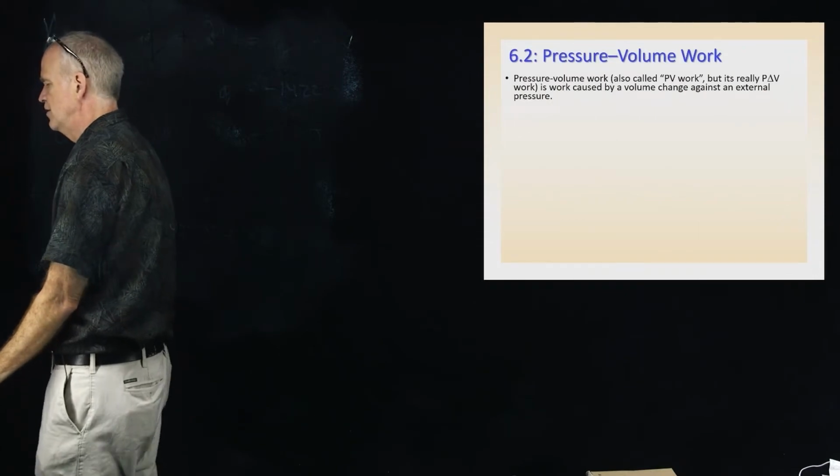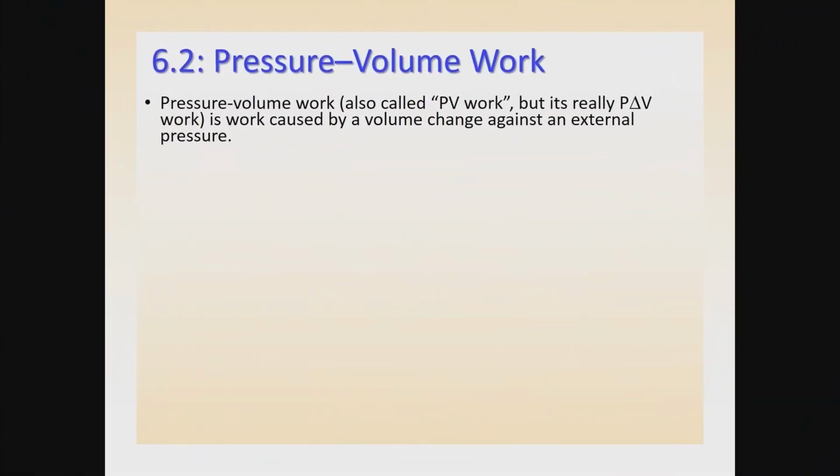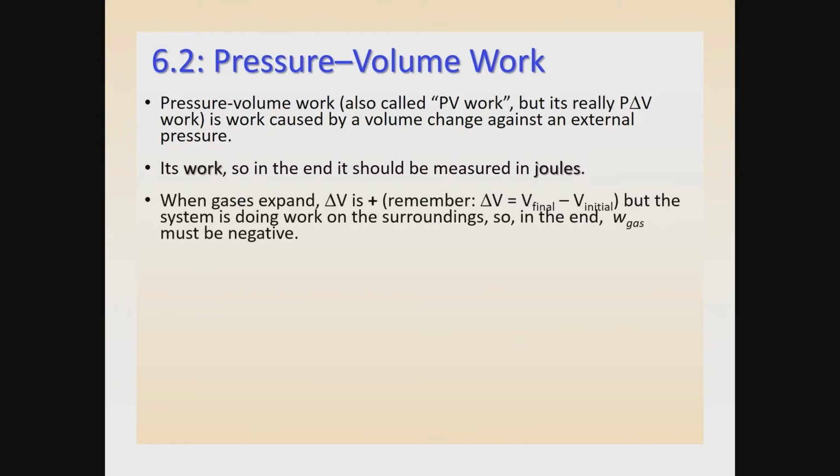Okay, so the first thing before we encounter a couple of new problems, what I need to do is talk about something called pressure volume work. And so what pressure volume work is, where you do work when you have a system that is undergoing changes of volume against a certain pressure. And so in the end, this kind of work is going to be measured in joules. And so when gases expand, then the delta V is going to be positive. But the system is doing work on the surroundings, so in the end, the W gas must be negative.